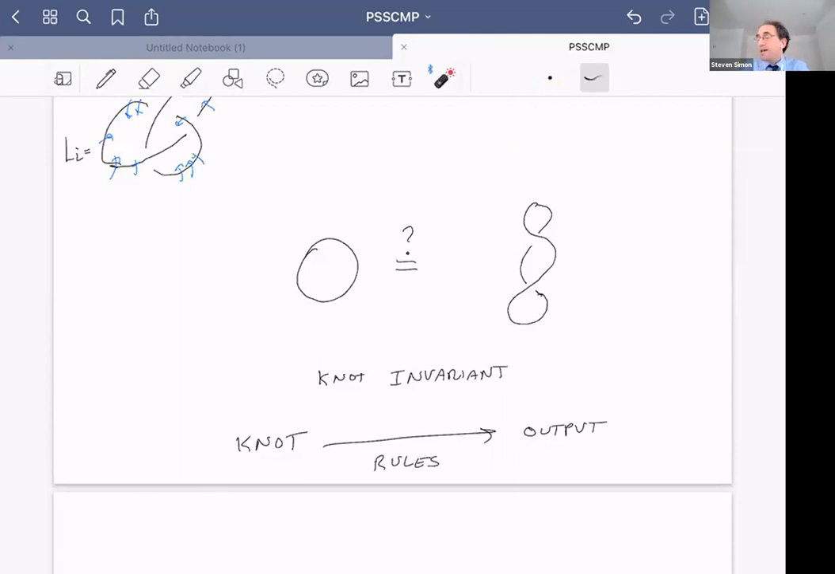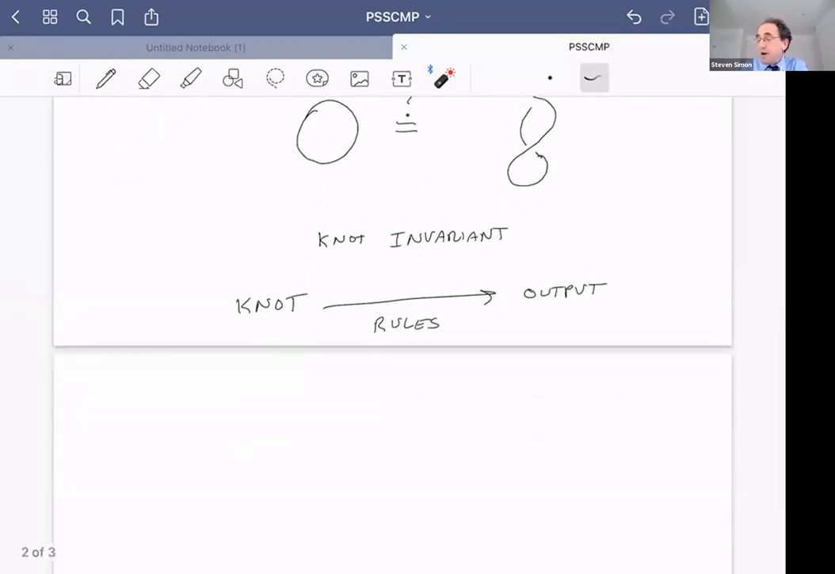Let me repeat that again. Topologically equivalent knots have to give the same output. So if you have two knots, and they're really complicated, you don't know what they are, you can take them, you stick them into your set of rules. If you get two different outputs, you know immediately that these knots cannot be deformed into each other without cutting in any way. Okay, so you can imagine how this is a useful thing to have if you're interested in building a periodic table of knots.